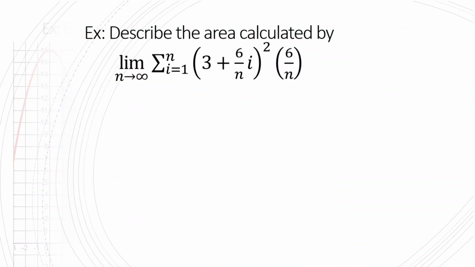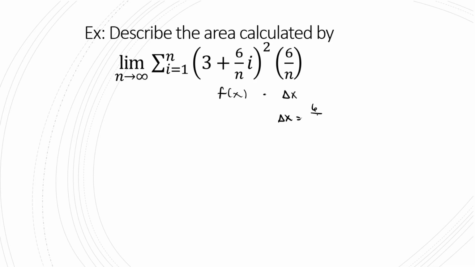Okay, now final example here, let's take a limit and see if we can describe the area. So the first thing I notice is this is f of x times delta x. So my delta x is equal to 6 over n. That is always equal to b minus a over n. Okay, now depending on how I define my function will determine what a is. So I have two options for my function.